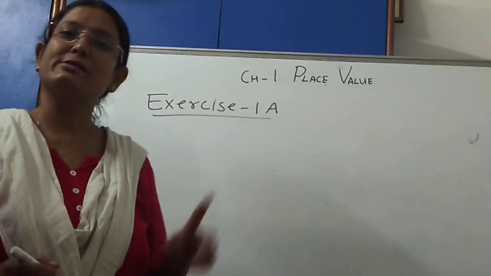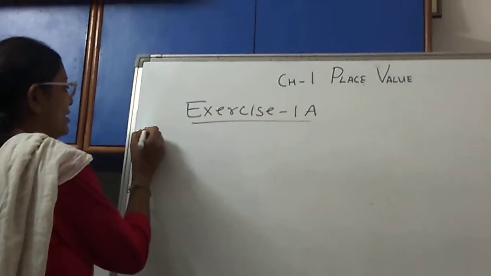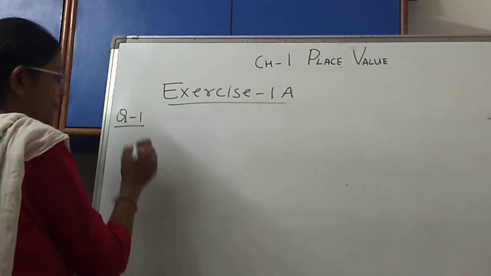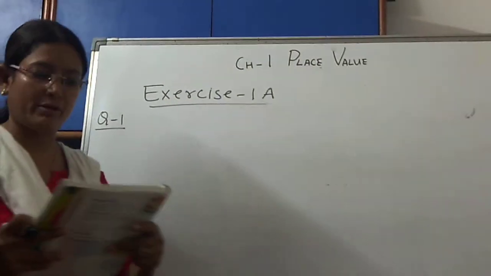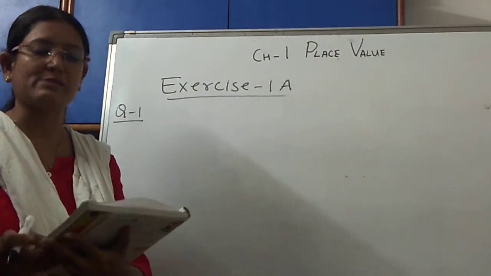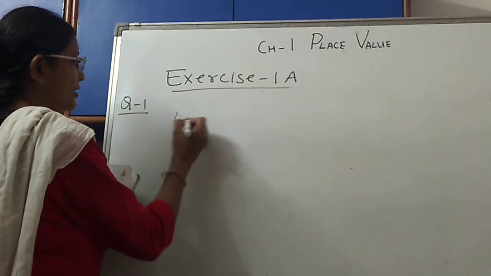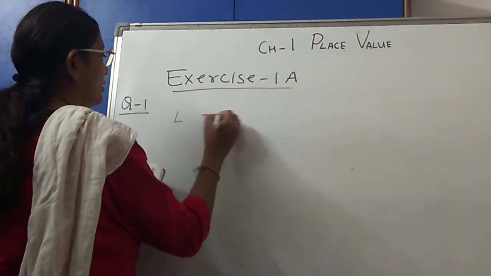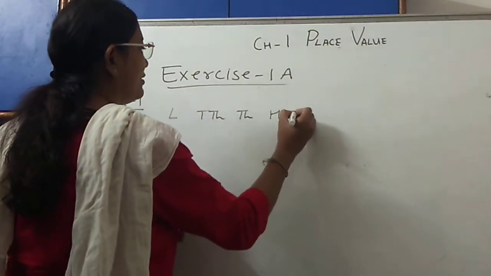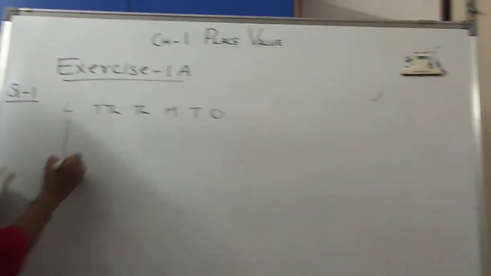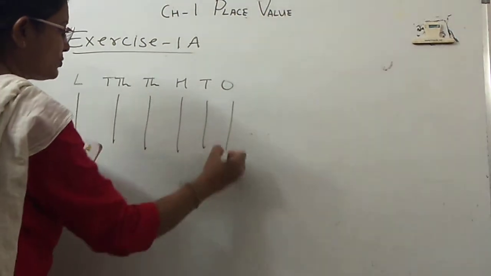Now we'll start with exercise 1A, question number 1. In question number 1, they have given: write the number shown on the spike abacus. The spike abacus is given inside already: lakh, 10,000, 1,000, 100, tens, ones, right? Like this, the abacus is already given in your textbook.